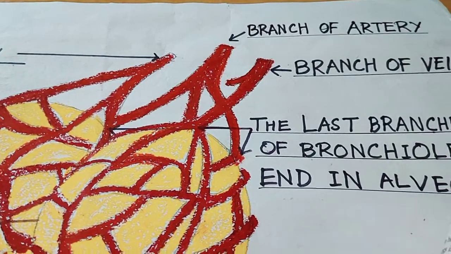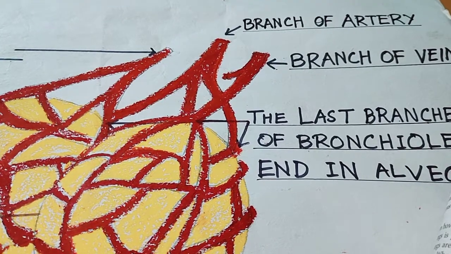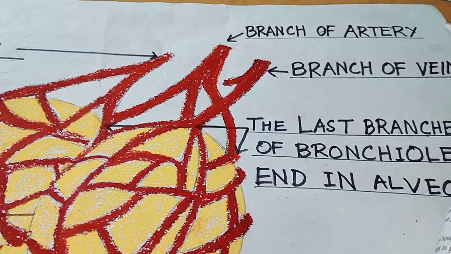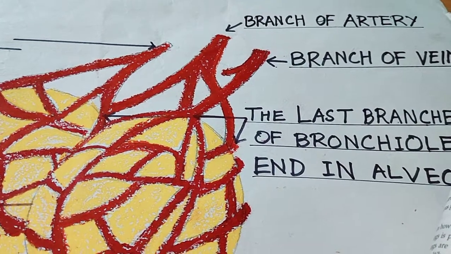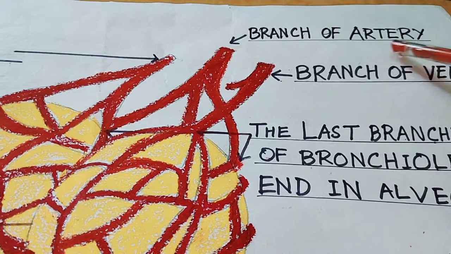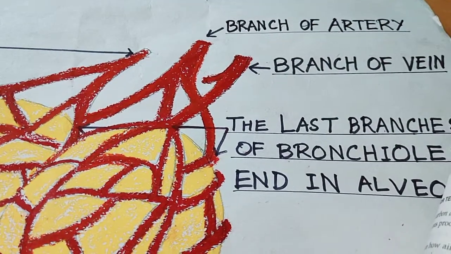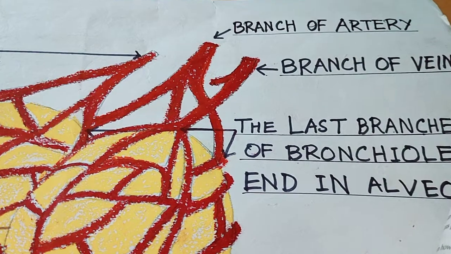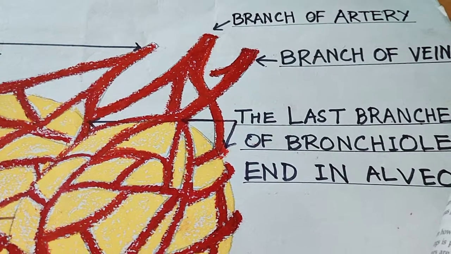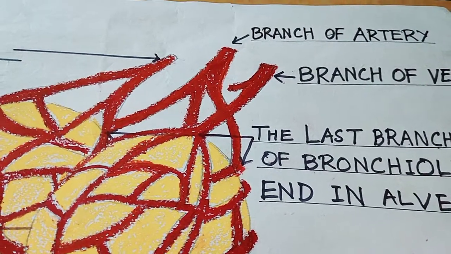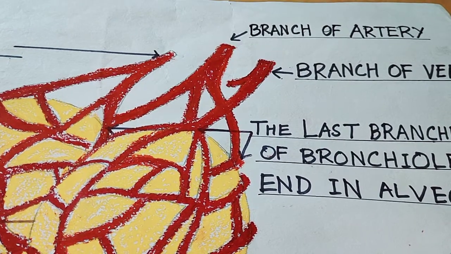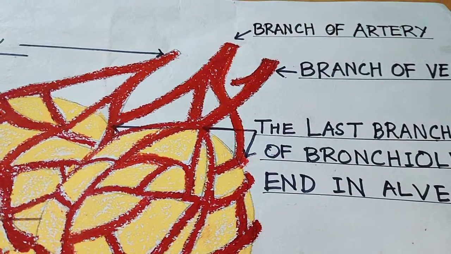Now we will see the detailed structure of alveoli. Each bronchus divides in the lungs to form a large number of still smaller tubes called bronchioles. The smallest bronchioles have tiny air sacs at their ends. The pouch-like air sacs at the ends of the smallest bronchioles are called alveoli.